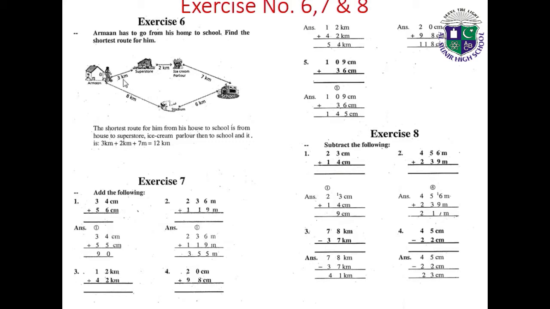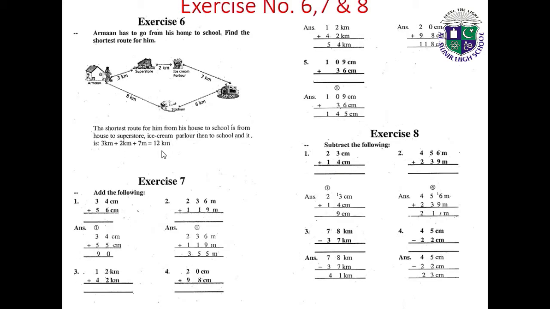3 km plus 2 km plus 7 km is equal to 12 km. Total distance Arman has to go from his home to school is 12 km.